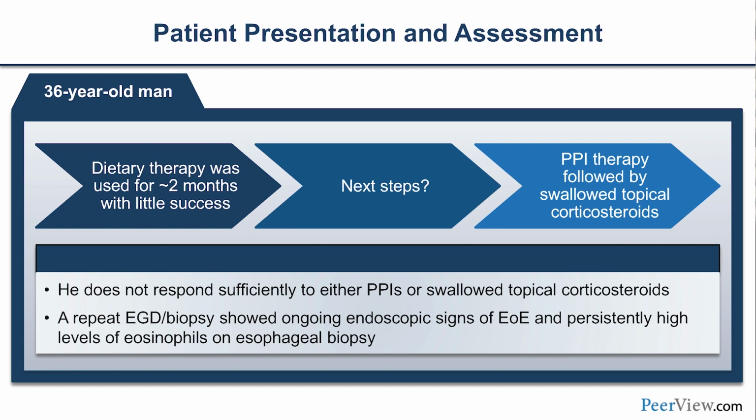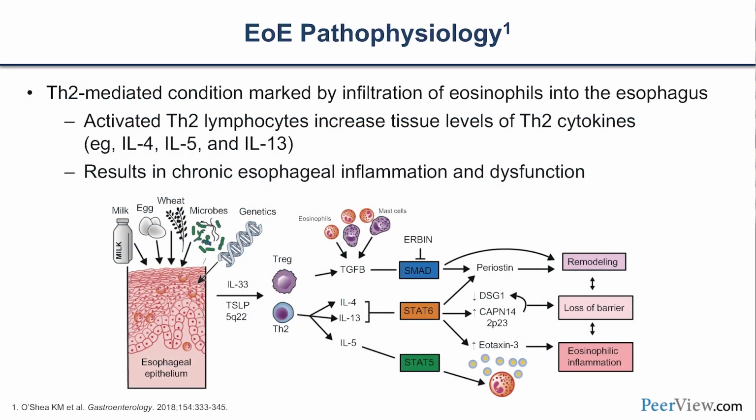Unfortunately, he doesn't see any symptomatic improvement after 2 months, at which point another endoscopy and biopsy is performed, and it's unchanged. So after more discussions, it's decided for Steve to move on to topical corticosteroids. After 3 months on topical corticosteroids, Steve is again experiencing very little symptomatic improvement. The repeat upper endoscopy and biopsy is performed, and it shows ongoing endoscopic signs of EoE and persistently high levels of eosinophils on esophageal biopsy. Steve is understandably frustrated and asks again, what else could he try? There are a number of new therapies being developed for EoE based on our increasing knowledge of EoE pathophysiology.